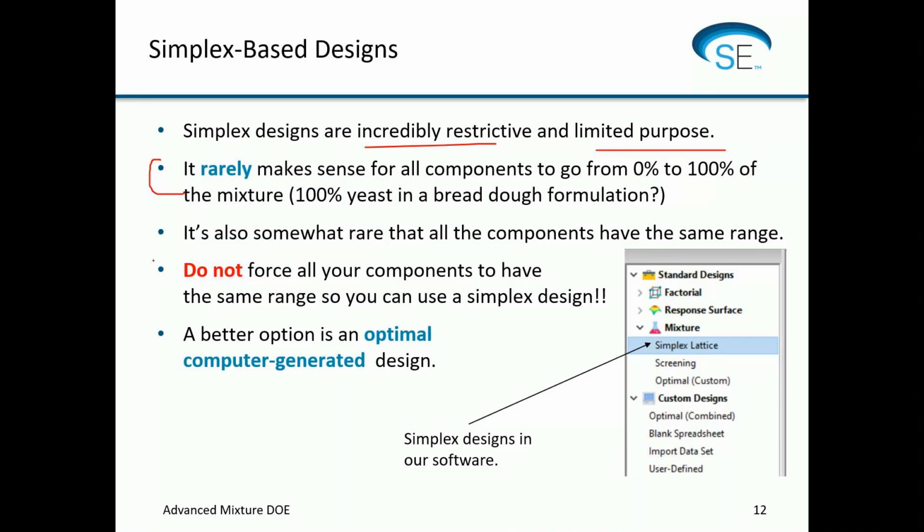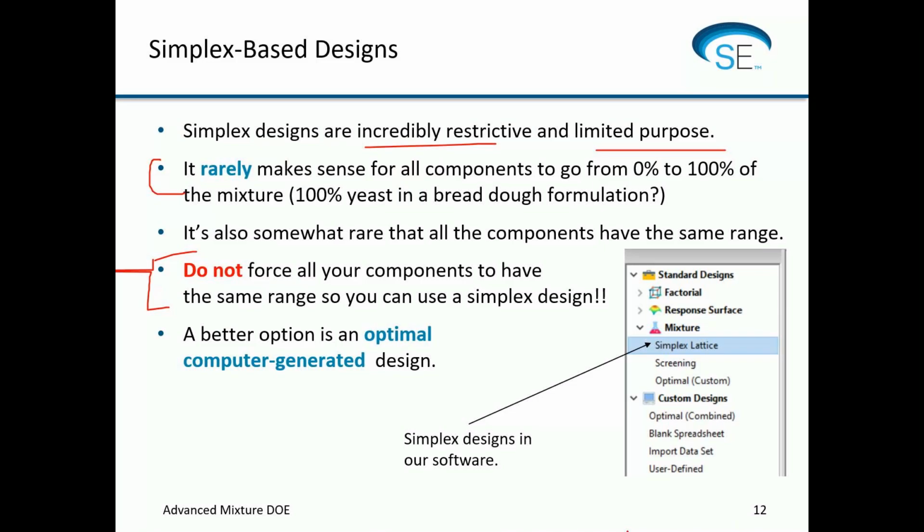The take-home message is this. This is kind of a tip here. Don't force, and I see this sometimes, don't force your components to have the same range so that you can use a simplex design. I just saw this a couple months ago where somebody said, well, if I expand the range of this component and I narrow the range of this, my space is going to look like that nice triangular simplex, and I can just use a simplex lattice design. Chances are you're going to be cutting off good parts of your DOE space.